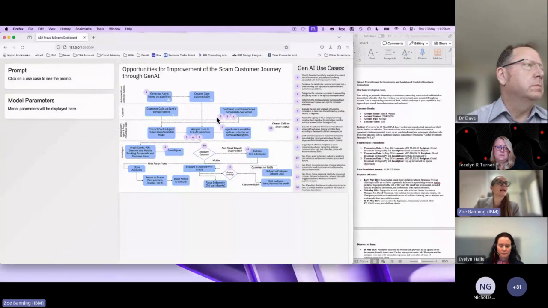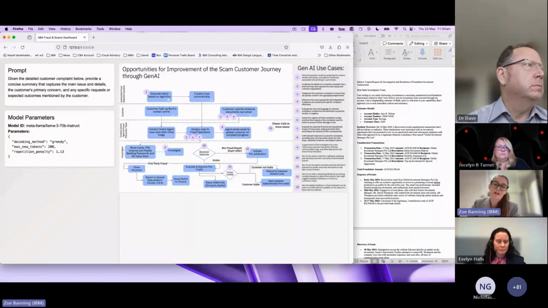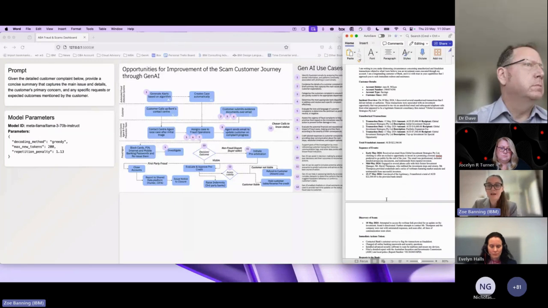So let's get started, and we'll choose use case number 2. This use case will use GenAI to quickly condense this detailed customer complaint you see on the right-hand side of my screen about an investment scam, and create a short paragraph summarizing this text.